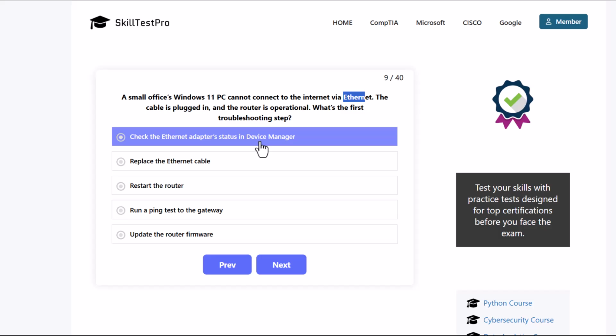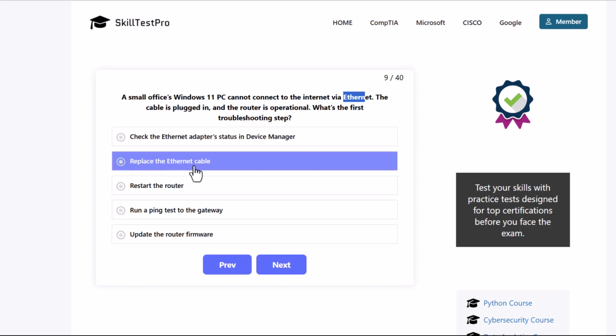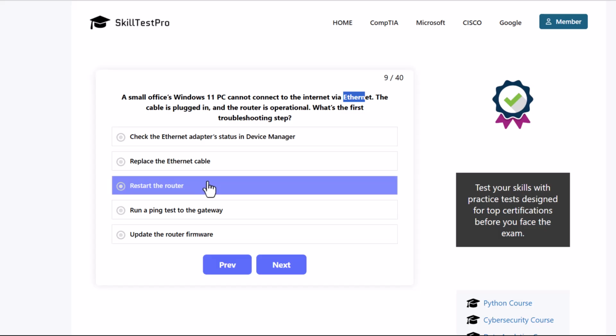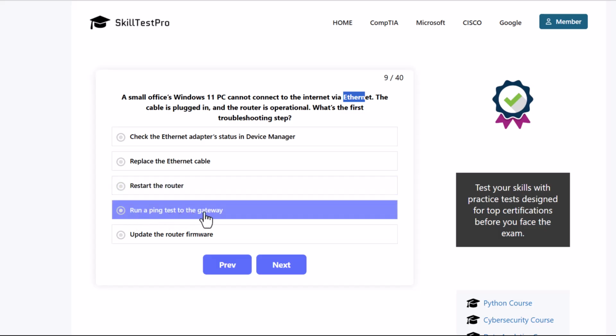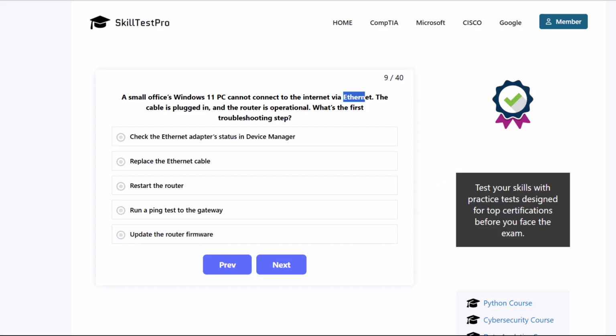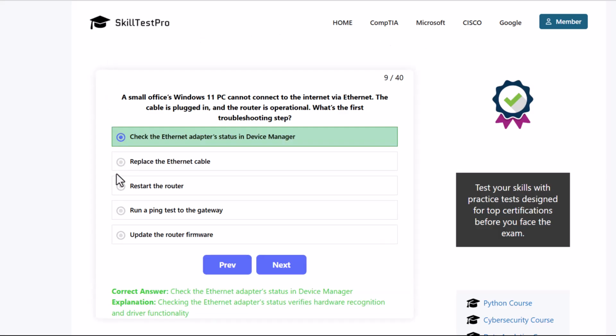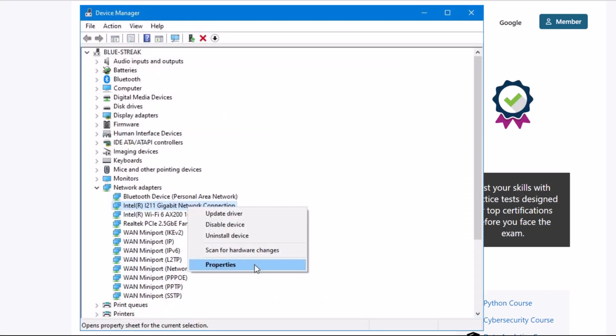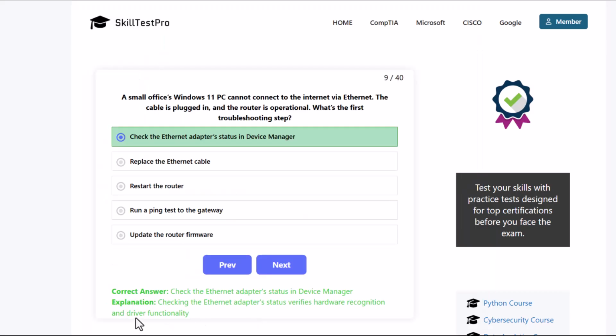Check the Ethernet adapter status in the device manager. Replace the Ethernet cable. We would replace the cable altogether. Restart the router. We would restart the router. Run a ping test to the gateway. This means that we would open CMD or command prompt and run a ping test. We would ping our gateway address, which we can find with ipconfig. Or update the router firmware. And the correct answer would be check the Ethernet adapter's status in the device manager, as checking the Ethernet adapter status verifies hardware recognition and driver functionality.